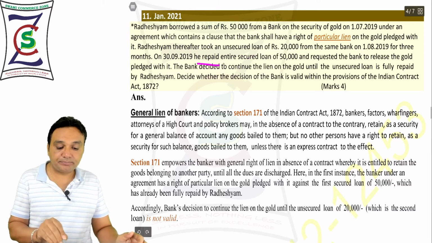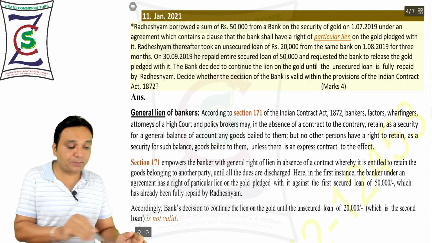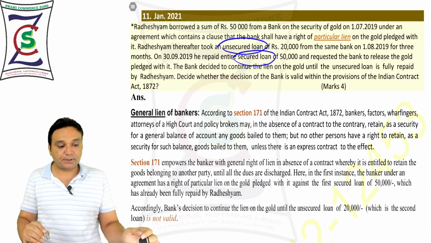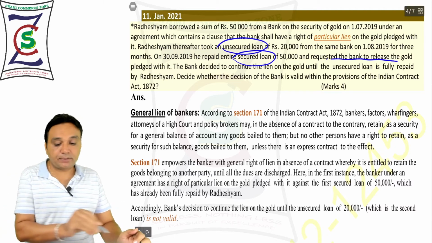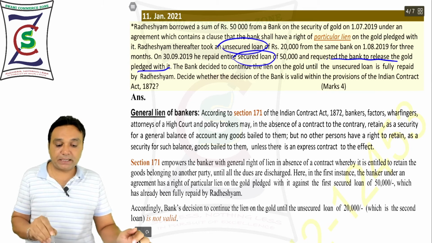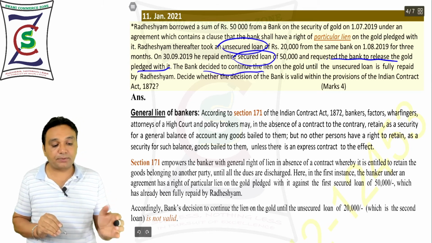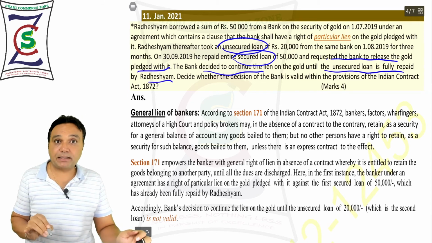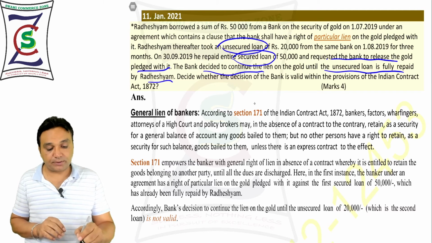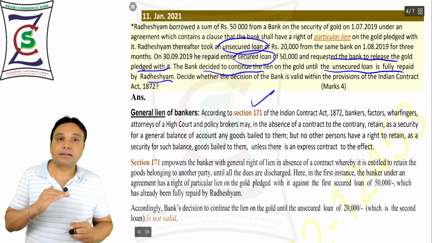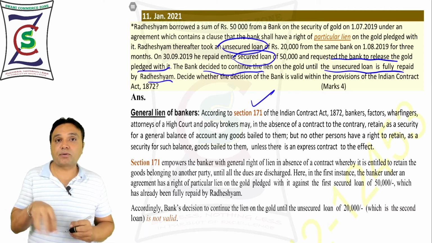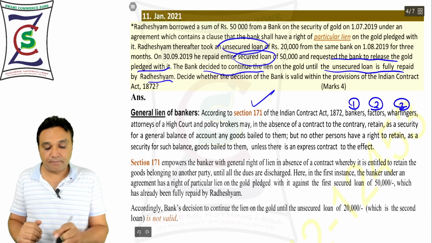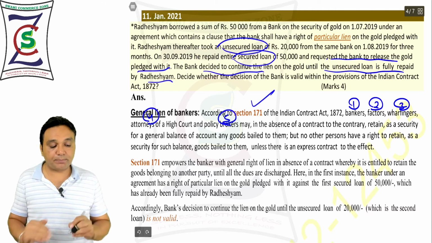Now what he did? He repaid the entire secured loan. So you must know there are two loans. The first loan was secured, and now he requested the bank to release the security, that is the gold pledged. Bank decided to continue on the ground that until the unsecured loan is fully repaid, they are not going to release it. So see, under section 171, firstly we say the general lien is available on account of general balance, and it is available to bankers, factors, wharfingers, attorneys of high court and policy brokers.